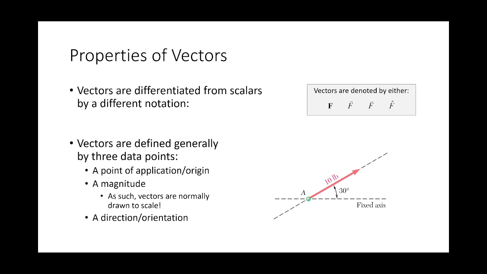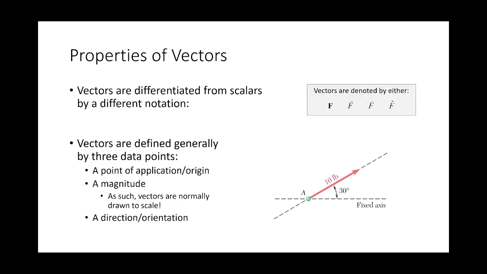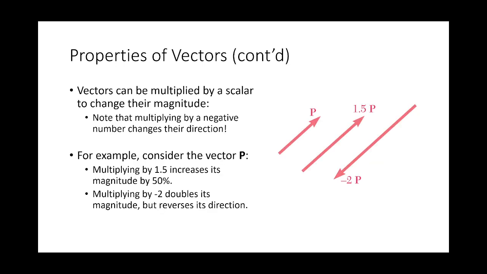So, for example, this might be a representation of a vector. We have a point of application. We have 10 pounds, and we're yanking it at 30 degrees from the horizontal. So that might be a representation of a vector. Vectors, in terms of the math, you can multiply a vector by a scalar to change their magnitude. So if I have, for example, this 10 pounds at 30 degrees, and I multiply it by 2, it'll retain its direction, but it'll just be 20 pounds. So you can multiply a vector by a scalar to change its magnitude. That won't change its direction, though.